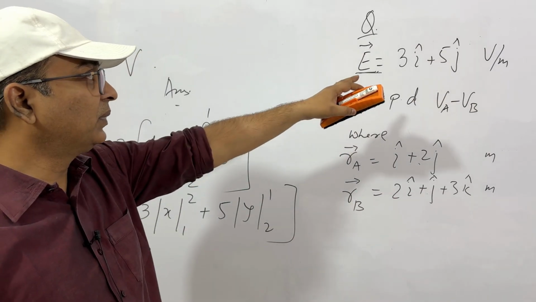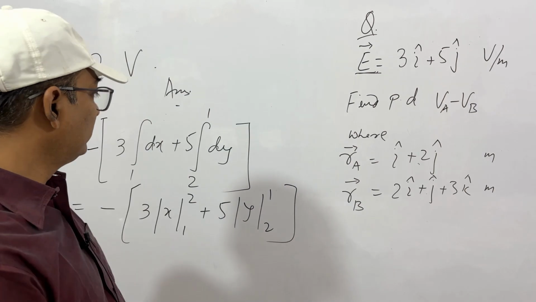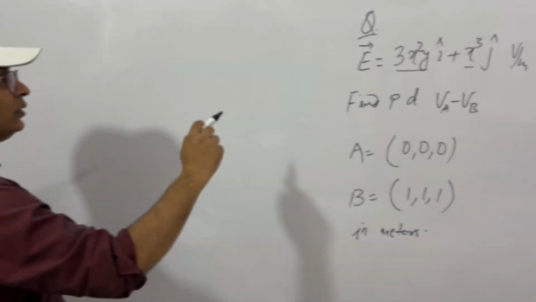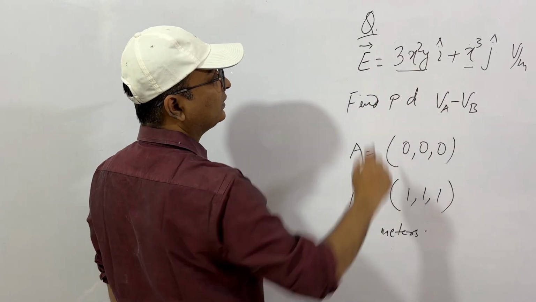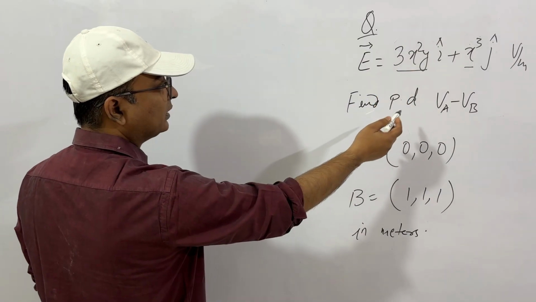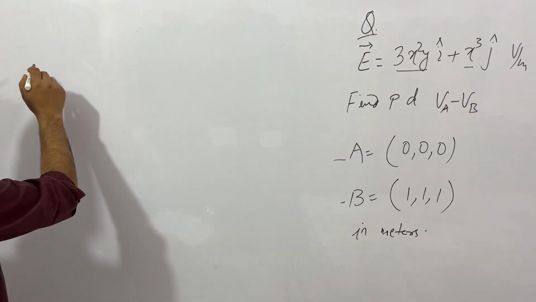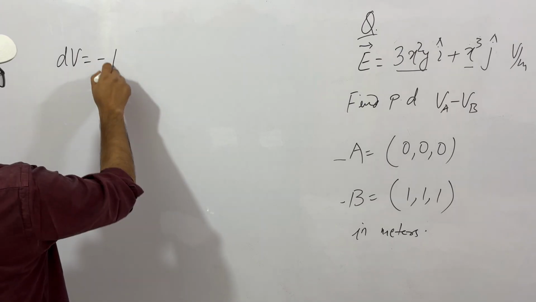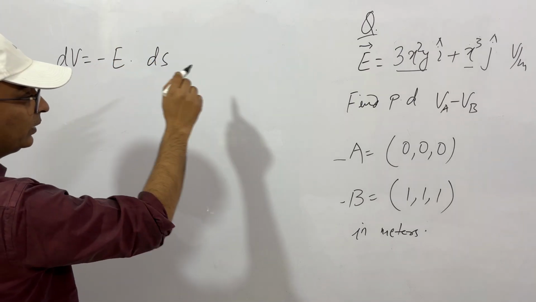We have used a very simple expression for electric field. We'll use function to understand it in a better way. Let's see some other examples. So this is a question in which your electric field has x and y as variables, and we have to find potential difference between A and B, where A is given and B is given. Now we know that dV is equal to minus E into ds, that is x y z.